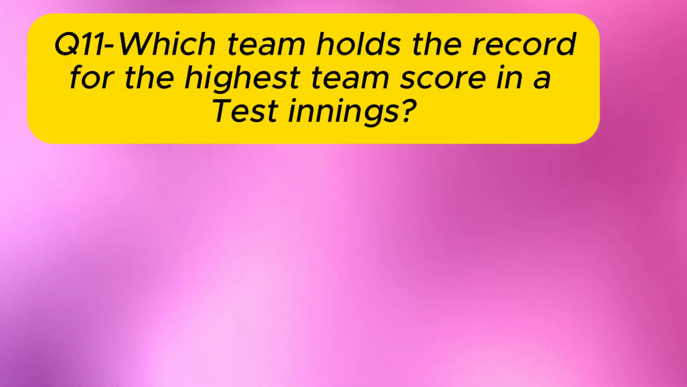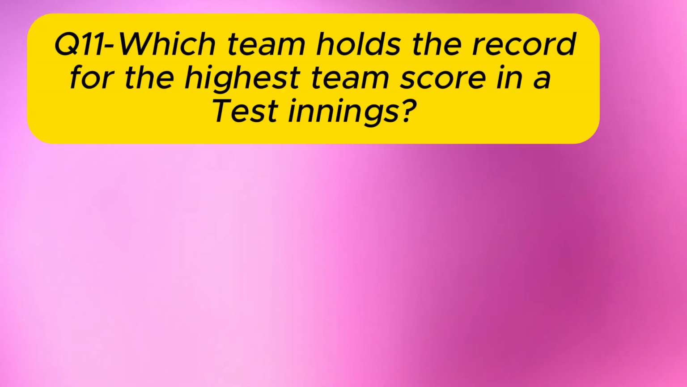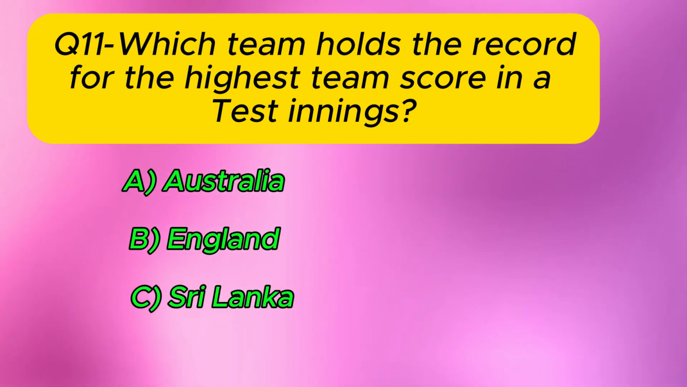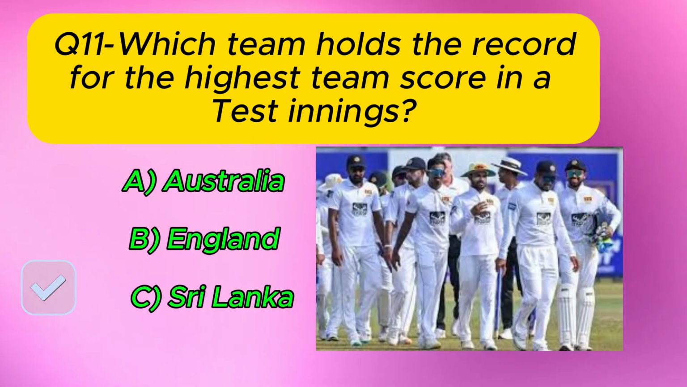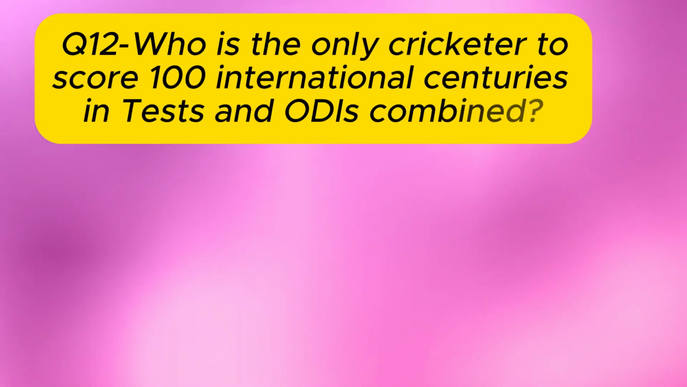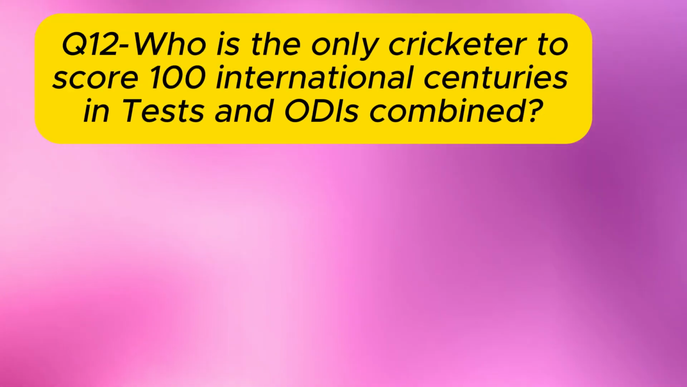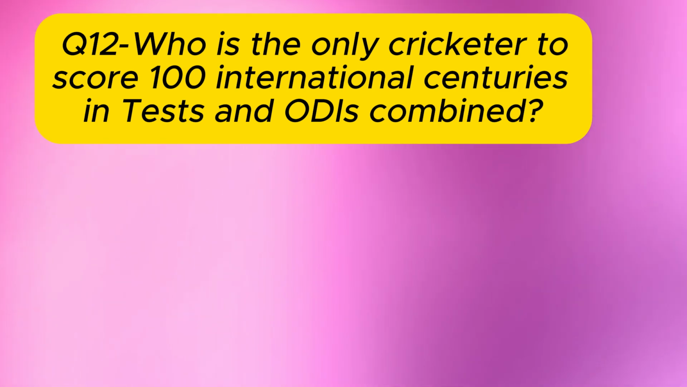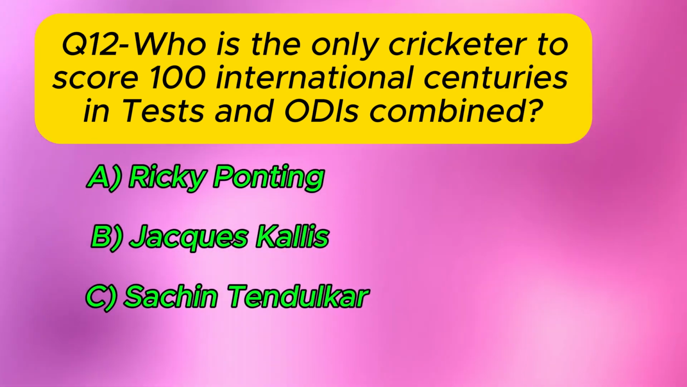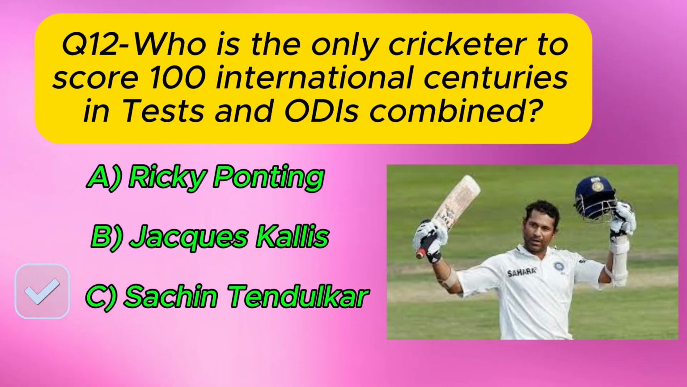Which team holds the record for the highest team score in a Test innings? Correct answer is C, Sri Lanka. Who is the only cricketer to score 100 international centuries in Tests and ODIs combined? Correct answer is C, Sachin Tendulkar.